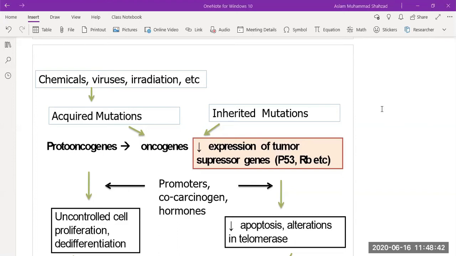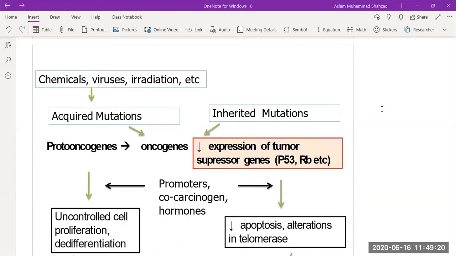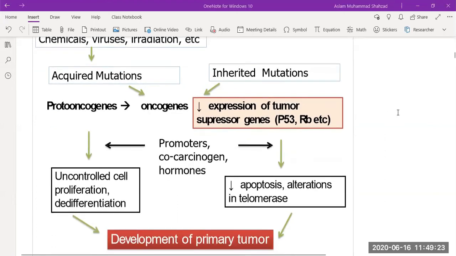And we see which kind of genes will be affected. They mention here tumor suppressor genes, such as p53, whose expression has been declined either because of environmental factors or inherited factors, and that is responsible for promotion of carcinogens or increasing the hormonal level. That hormone increase we will discuss later on. This is responsible for uncontrolled cell proliferation or cell differentiation, and that is responsible for the development of the primary tumor.